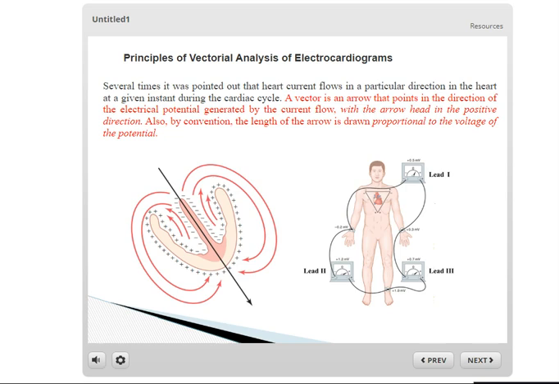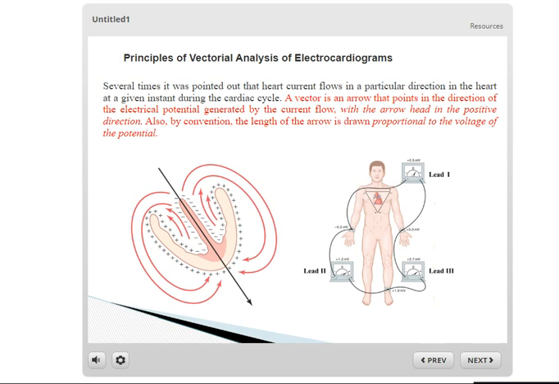The heart generates electrical impulses that propagate through the myocardium in a specific direction during each phase of the cardiac cycle. This flow is not random. It flows along a defined path that reflects the physiological and anatomical structure of the heart. In this analysis, the electrical activity of the heart can be represented using a vector. A vector is depicted as an arrow.